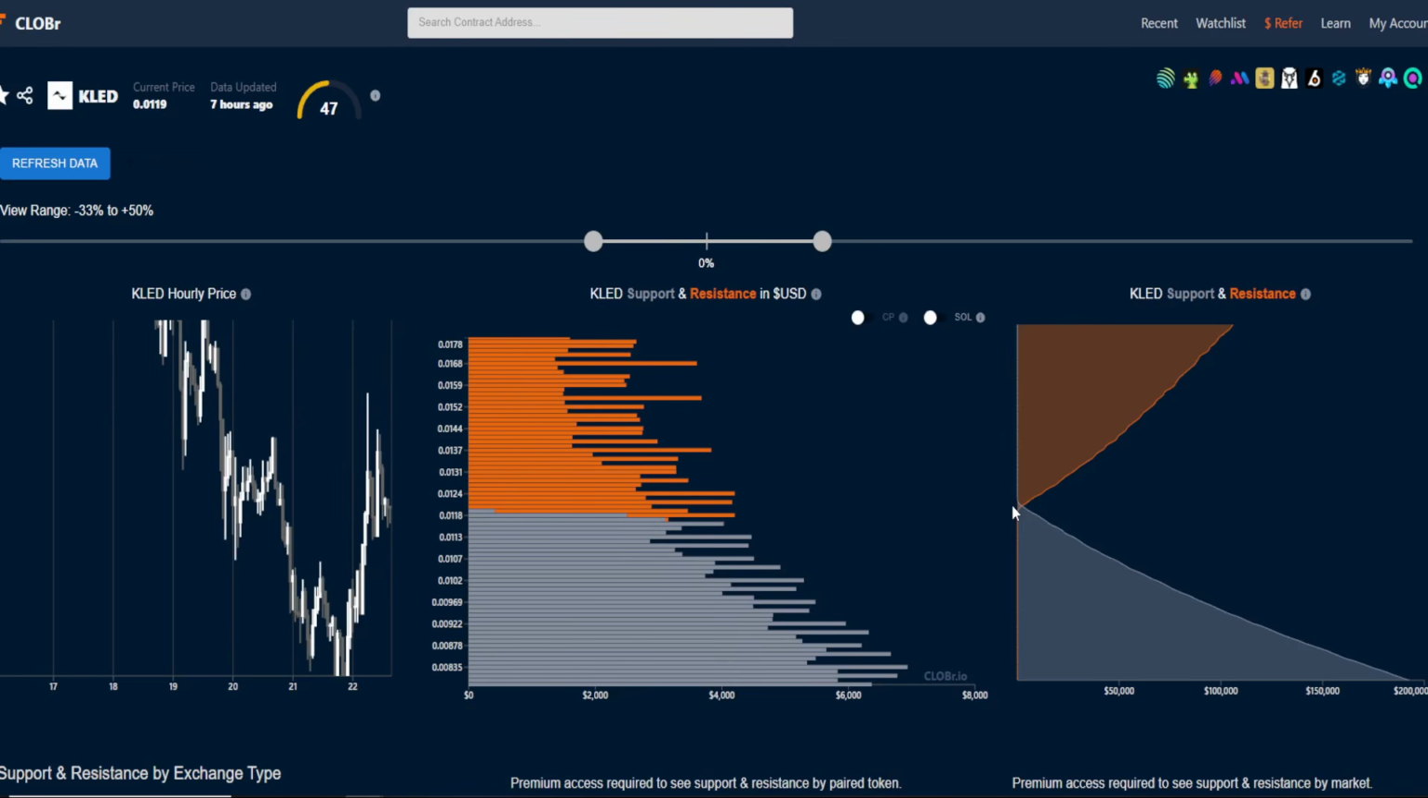It shows you easily if there was a 30k buy order, what the price would move to. So it would take about a 20% jump, or if there was a 50k sell order, where the price would end up falling to as well.